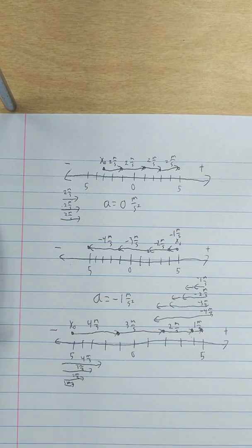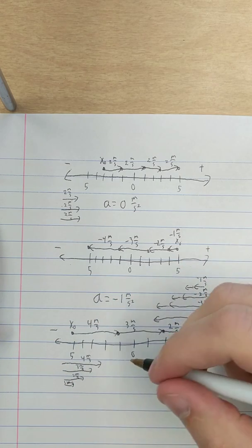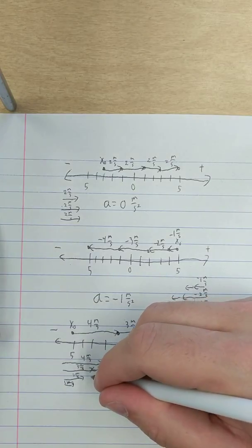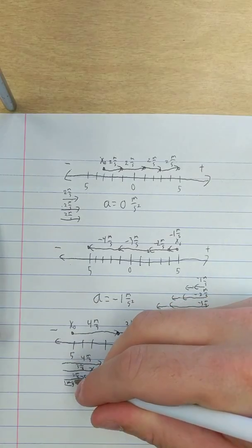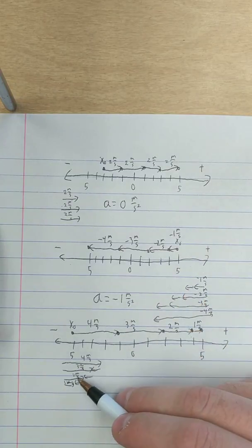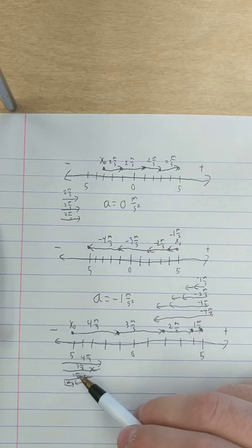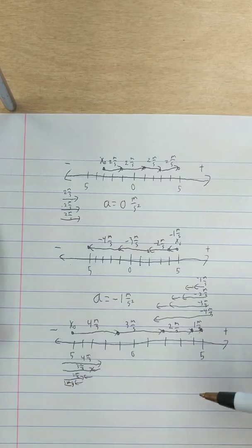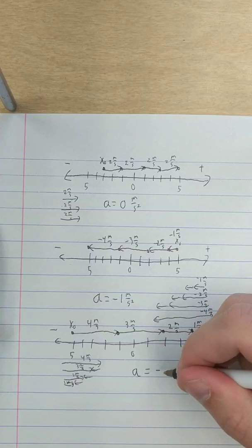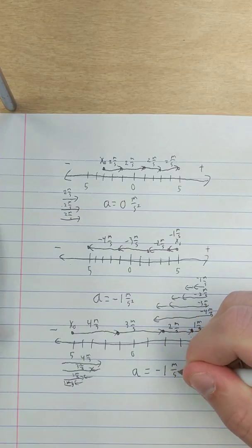Okay, so when I do that, you can see that in order to make this change happen, I need to go back this way, I need to go back this way, I need to go back this way. And each time I had to go from 4 to 3, which is a change of -1, 3 to 2, which is a change of -1, and 2 to 1, which is a change of -1. So since all my changes are -1, my acceleration again is -1 meters per second squared.